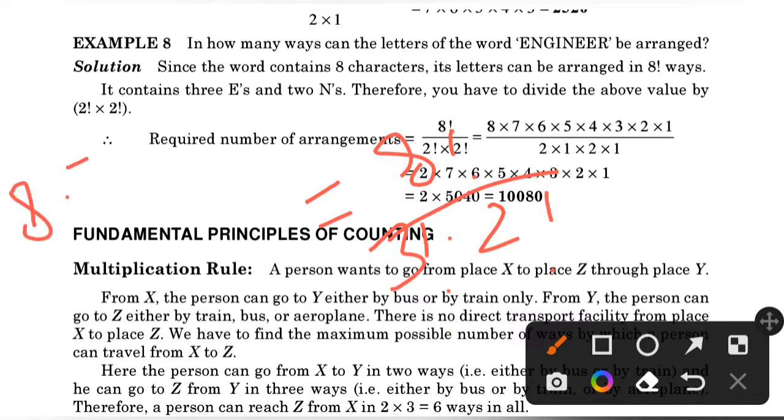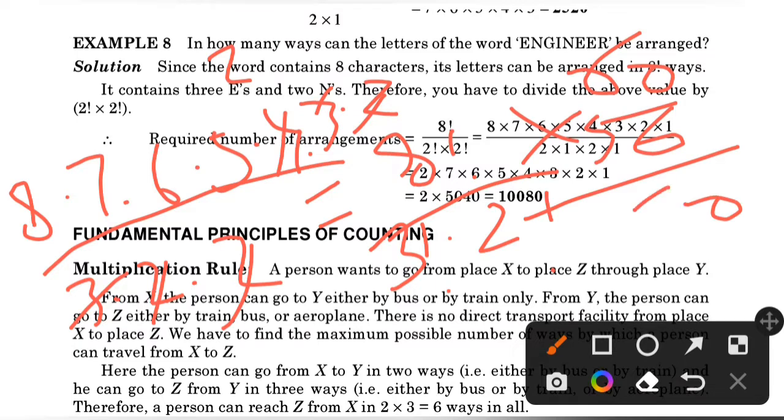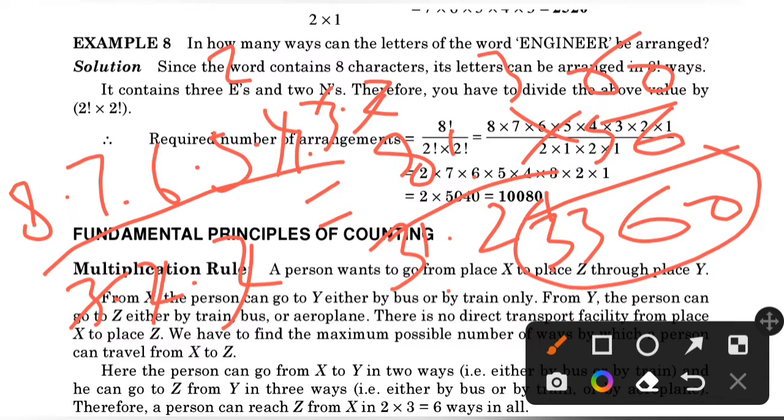So total are 8 factorial, and this can be divided by 3 factorial and 2 factorial. So 8 factorial can be written as 8, 7, 6, 5, 4, 3 and 2, and 3 factorial means 3, 2 and 2, 2. So this 2 will be cancelled with this 2, 2 2s are 4, and this 3 will be cancelled with this 3. So 2 5s are 10, 10 6s are 60, and 8 7s are 56. So 0, 6 6s are 36, and 6 5s are 30 plus 3 is 33. So the required number of ways to arrange the word engineer is 3360.